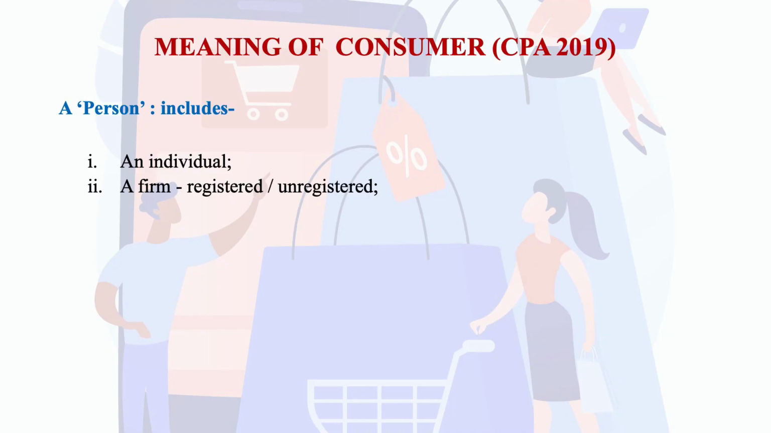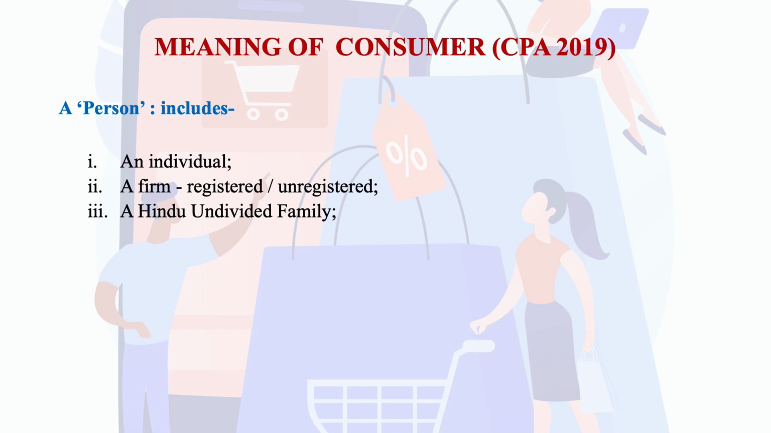Then second is a firm, either registered or unregistered, because firms also need goods for their own use and utility use. Similarly, an undivided family. As an individual, I may need a laptop for individual purposes, but the head of the family, for the entire family, may go for a television or a refrigerator, which are for the usage of the entire family. So individual purchases are also covered, and the family requirements are also covered under this.